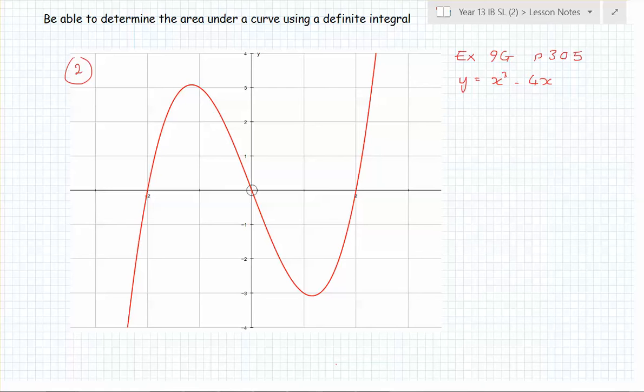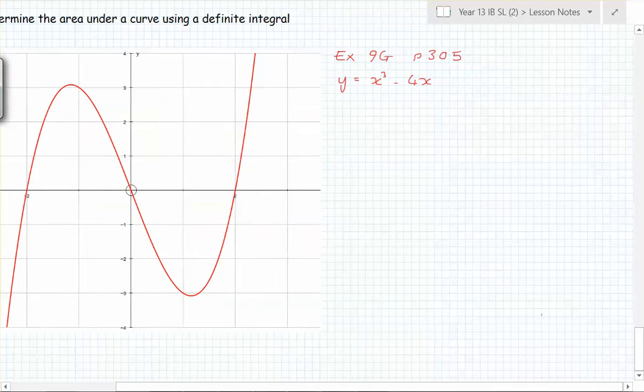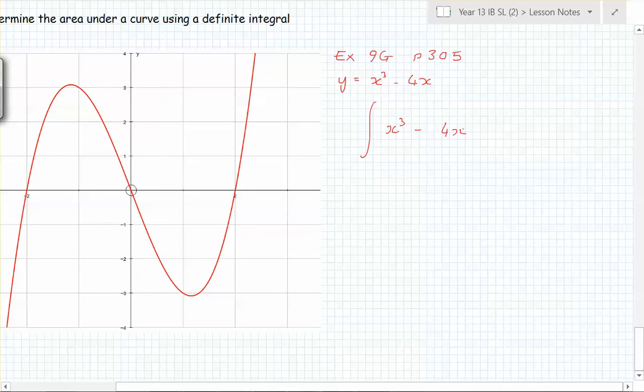Okay, so we've got a curve. What we've done at this stage is be able to integrate the function. So if this is f of x, hopefully now you are able to find the integral of x cubed minus 4x with respect to x.